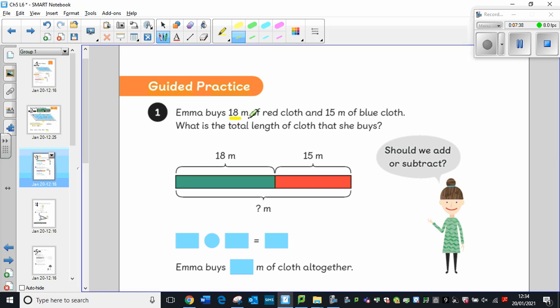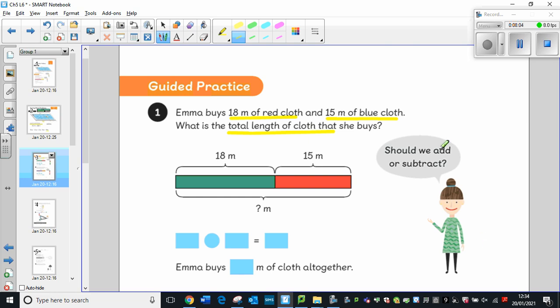Emma buys 18 meters of red cloth and 15 meters of blue cloth. What is the total length of cloth that she buys? Now we're quite lucky here because we've been given the 18 meters of red cloth and the 15 meters of blue cloth. What we now need to do is find out how much she bought altogether.